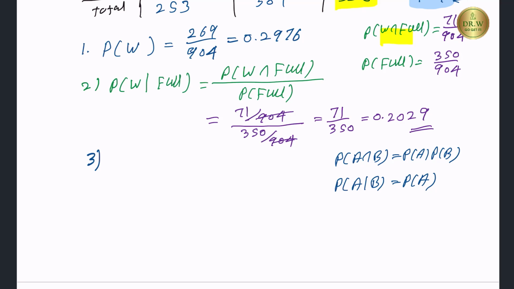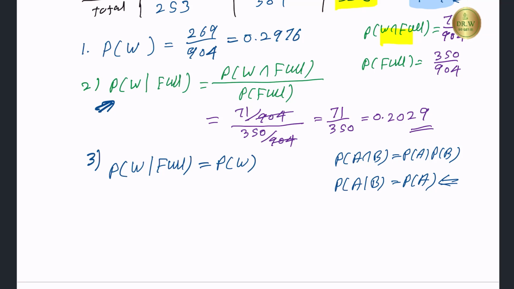Right. Which one can we use here? Actually, you can use either one, but I go with this. Why? Because we have this information. So you can use male professors or female professors. But here we already have female professors. Therefore, I check this: probability of woman given full equals probability of woman. I check this one. Still I don't know if it is true or not. I want to check that.